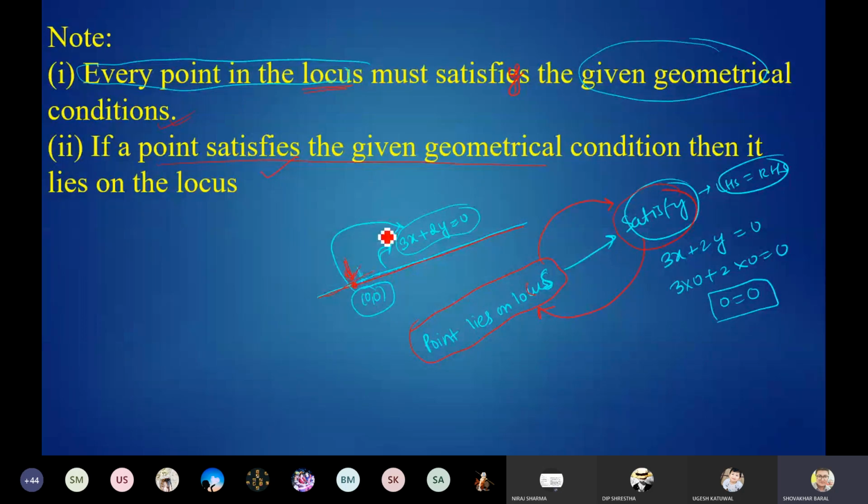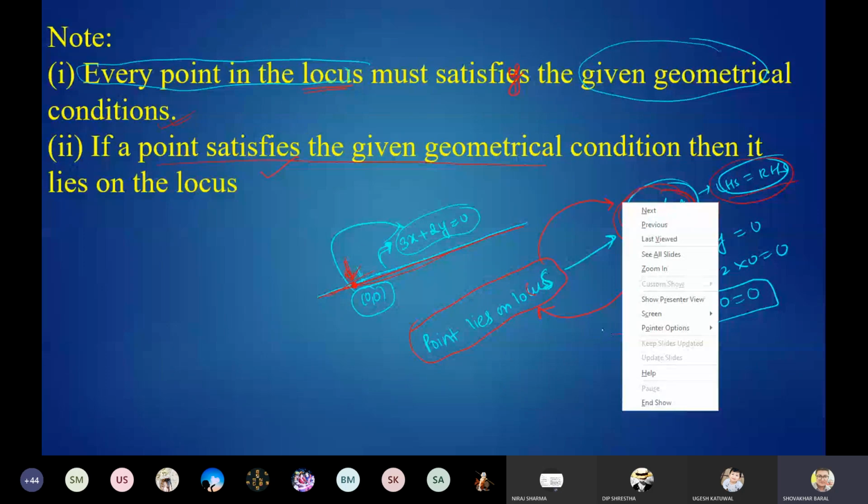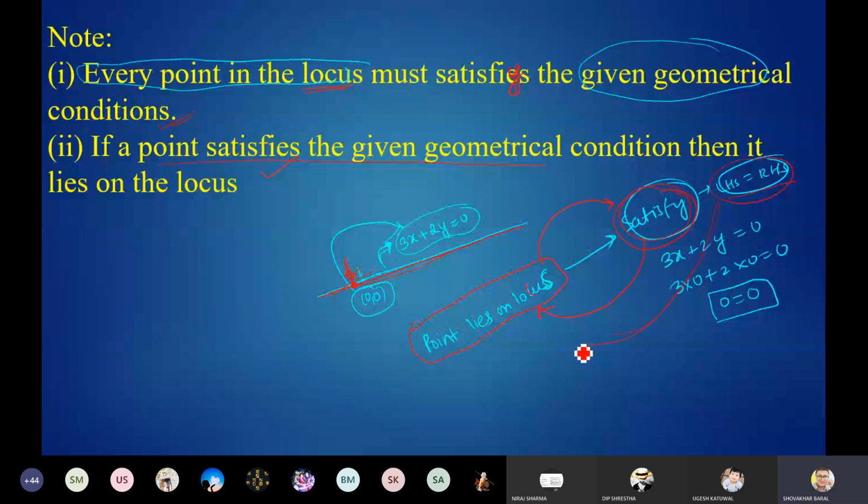यो स्ट्रेट लाइनको यो पोइन्ट हो कि हैन भनेर चेक गर्नका लागि के गर्नु पर्यो, it must satisfy the equation. Satisfy भने के रहेछ, point द इक्वेसनमा राख्दा यसले LHS equals to RHS हुन्छ. If it satisfies the given condition, then the point lies on the locus.